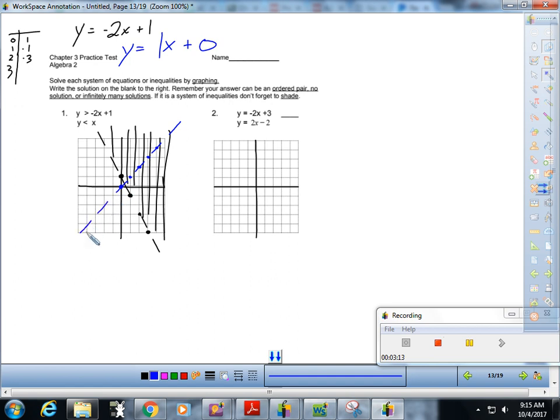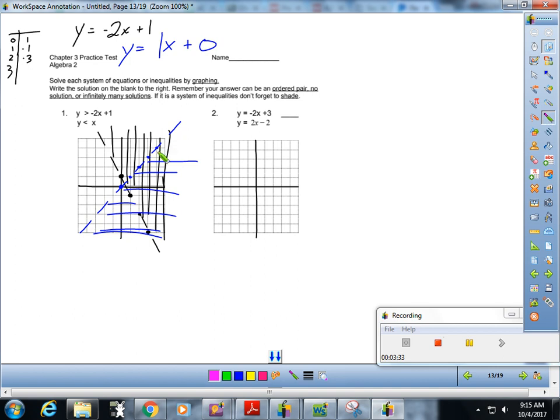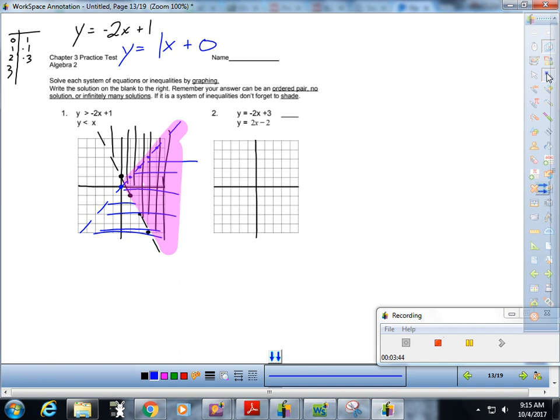Now, we want to be less than x, so we want to shade below the blue line. But the final answer to the question is anywhere that the shaded values overlap. So that is the answer.